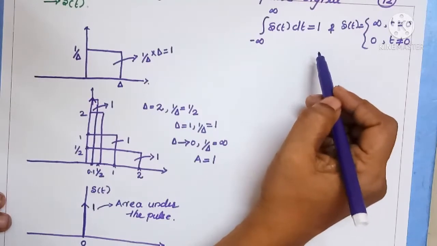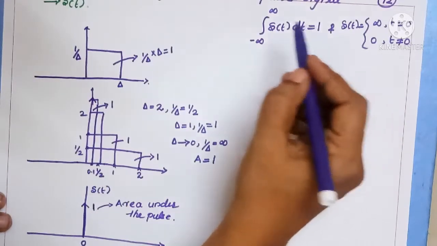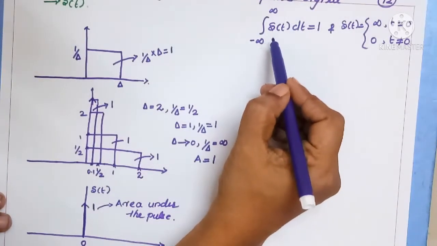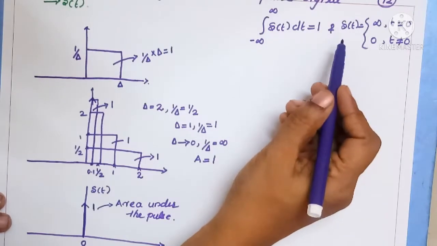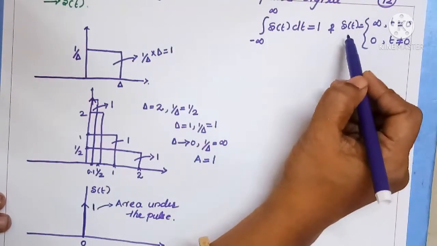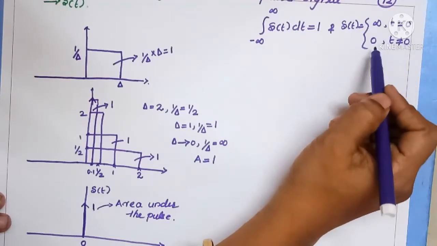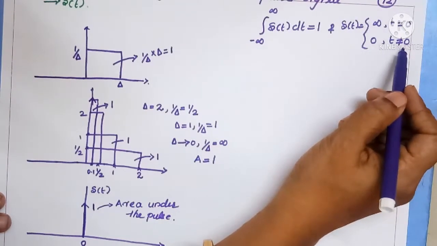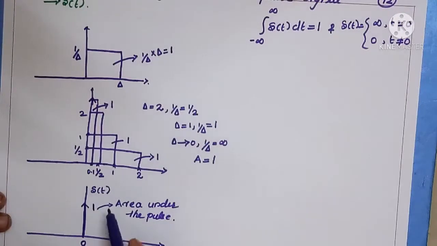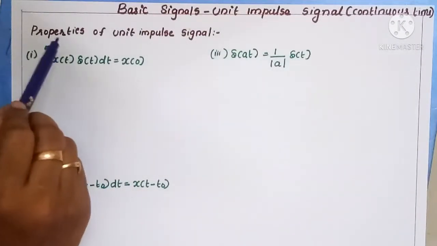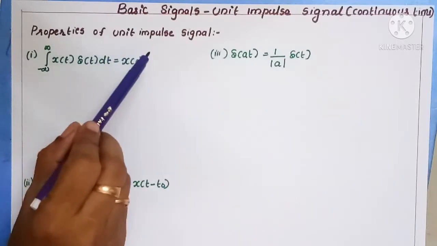What are the conditions of a unit impulse signal? The area under the unit impulse signal is 1. Also, the magnitude is infinite when t equals 0, and 0 when t is not equal to 0. From this we can say the signal exists only at the point t equal to 0; otherwise it is 0. Let's move to the properties of the unit impulse signal.